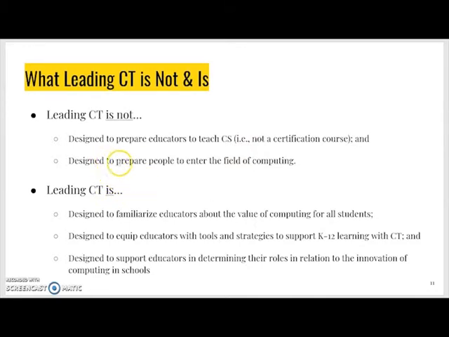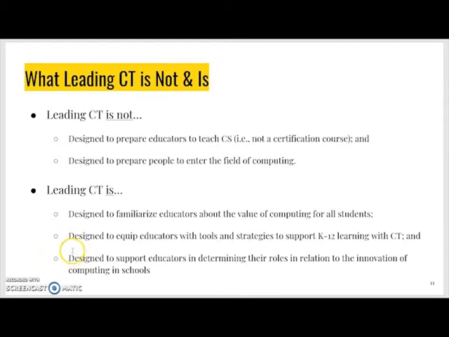This is also not designed to prepare people to enter the field of computing. So this is not going to get their skills ready to be programmers or a database expert. That's not what we're doing in this class either.